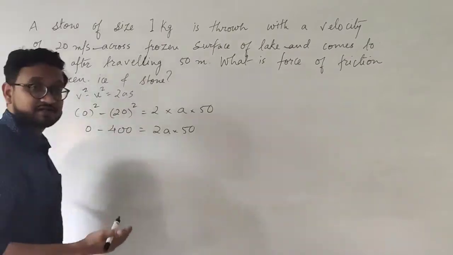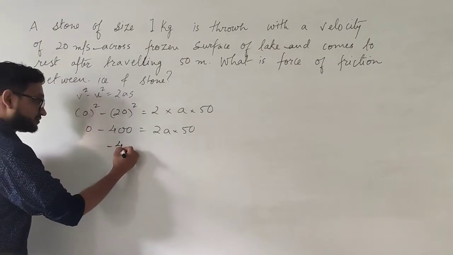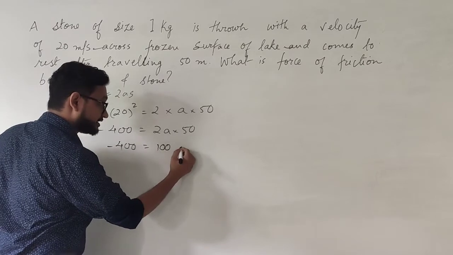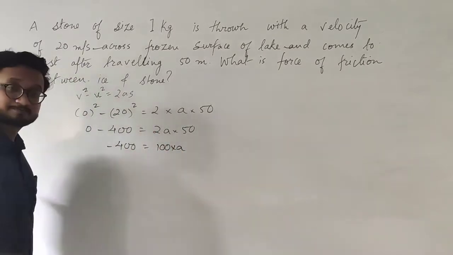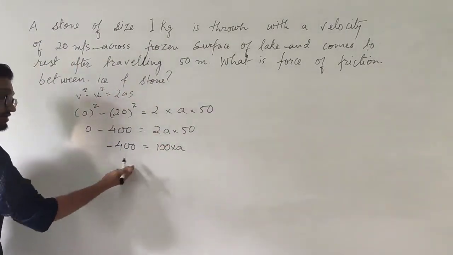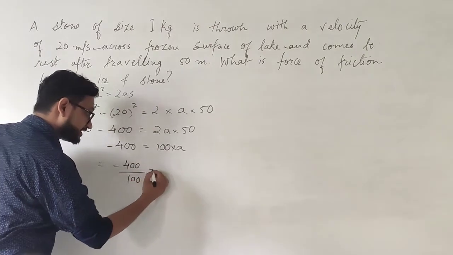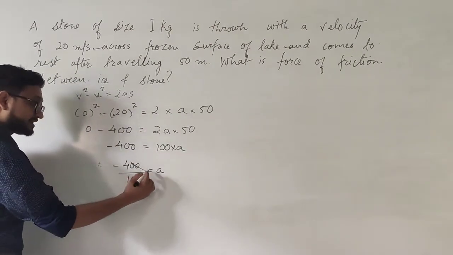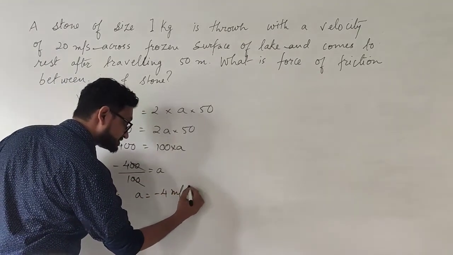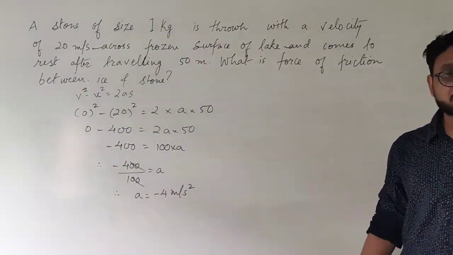Now 0 minus any number, you will get a negative answer. So 0 minus 400 is minus 400 equals 2 into 50 is 100a, or 100 into a. Now you need to find acceleration. So simply cross multiplication, 100 goes in the denominator, therefore minus 400 upon 100 equals a. Zeros get cancelled. What you get is a is equal to minus 4 meters per second square. So you are getting the acceleration as minus 4 meters per second square.